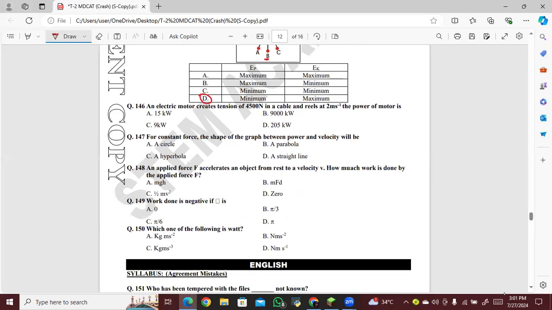An electric motor creates tension of 4500 Newton in a cable and reels it at 2 meters per second. The power is F dot V. You multiply it and it becomes 9000 watt or 9 kilowatt. Some of the students may pick the option 9000 kilowatt. It would be wrong, because it is 9000 watt, not 9000 kilowatt.